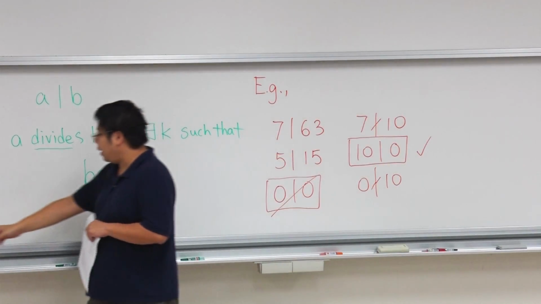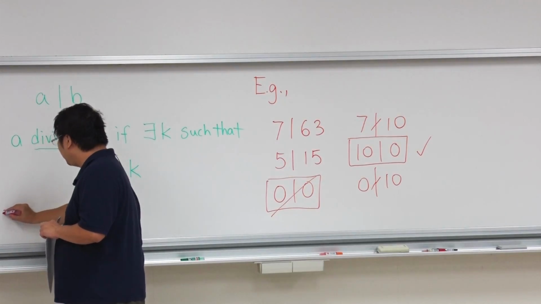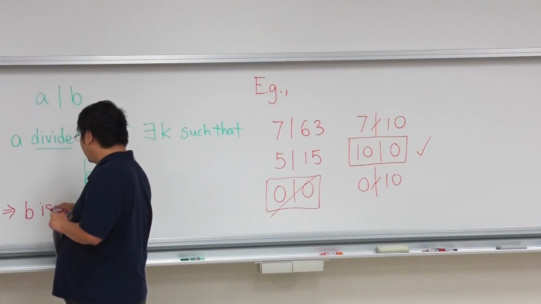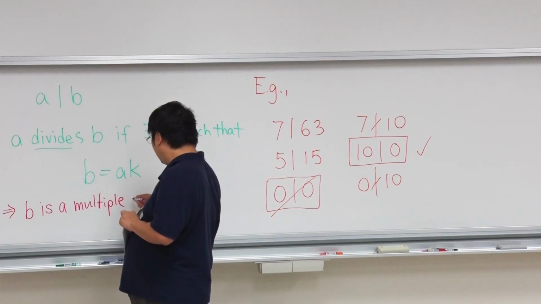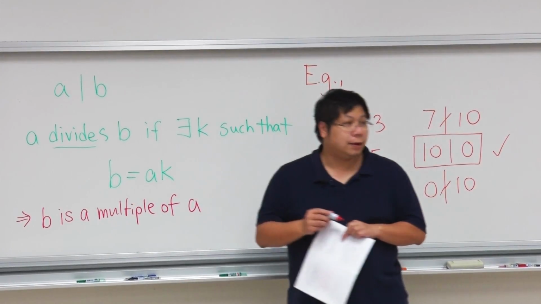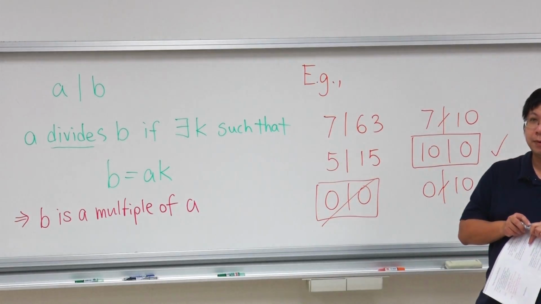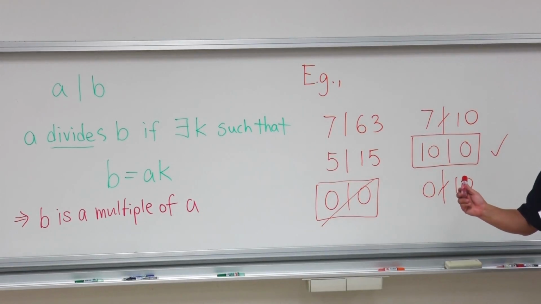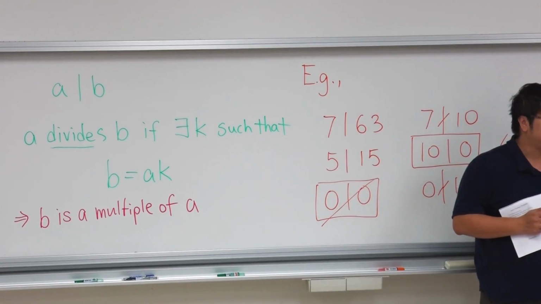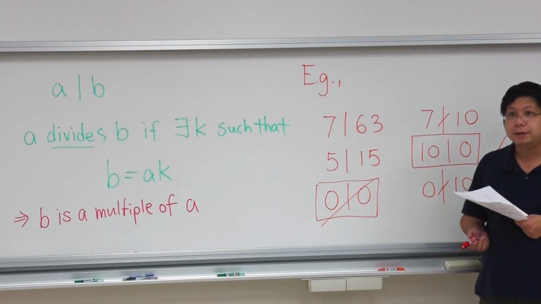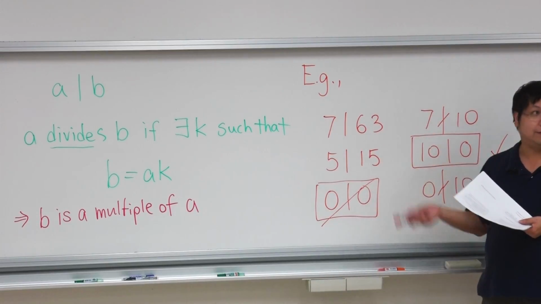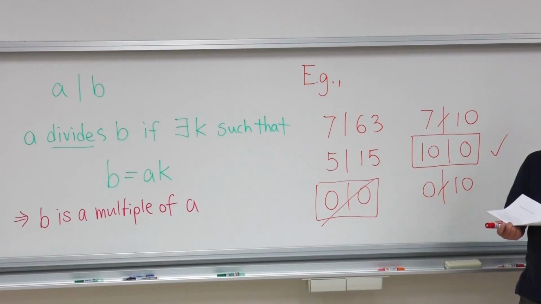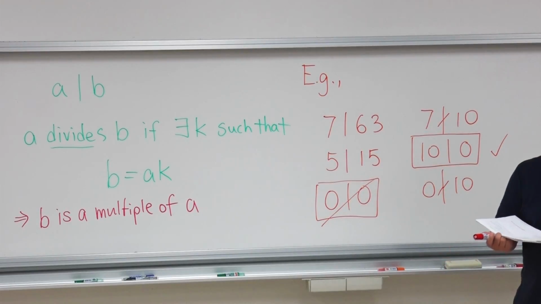If A divides B, then we say B is a multiple of A. So 63 is a multiple of 7, 15 is a multiple of 5, and 0 is a multiple of 10. We don't restrict these integers to be positive, so we can also talk about negatives. 7 also divides minus 63. 5 also divides negative 15. So negative 15 is also a multiple of 5.